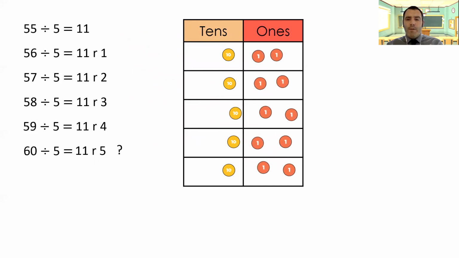Now, I've shared it equally. There's no remainder here. So let's take the top row. There's 1 ten and 2 ones. That makes 12. So 60 divided by 5 is not 11 remainder 5. It's actually 12.